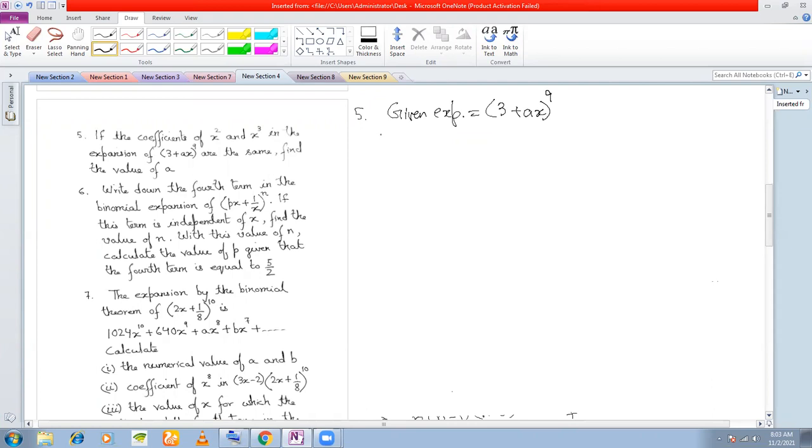So I start by saying let T(r+1) contain x cube.